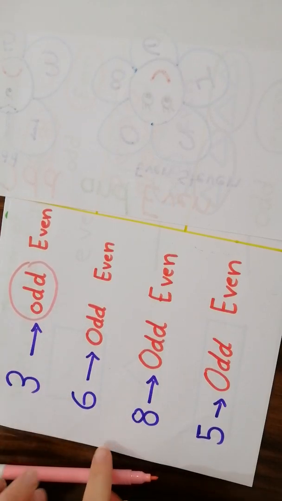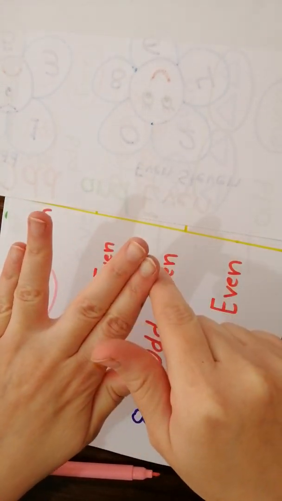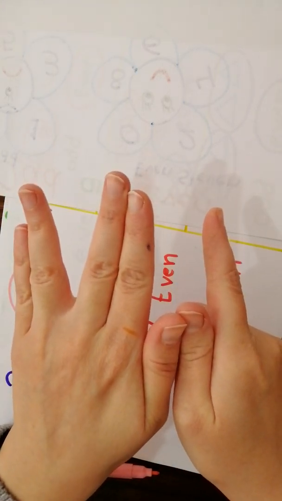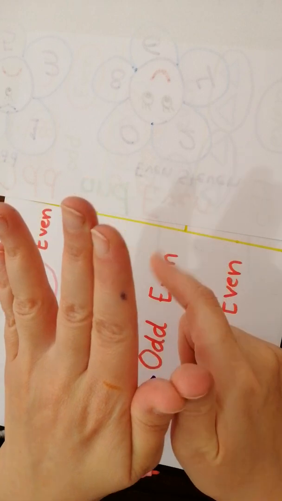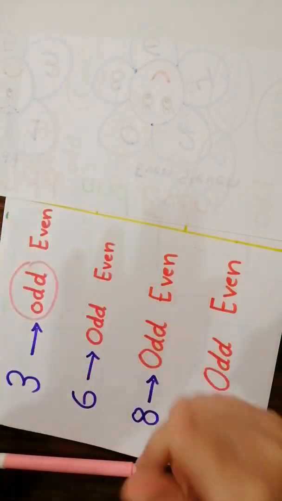What about number 6? Show me 6 on your fingers. So we put each finger with its own friend. Yes, we find out that each finger has its own friend. So it's an even number.